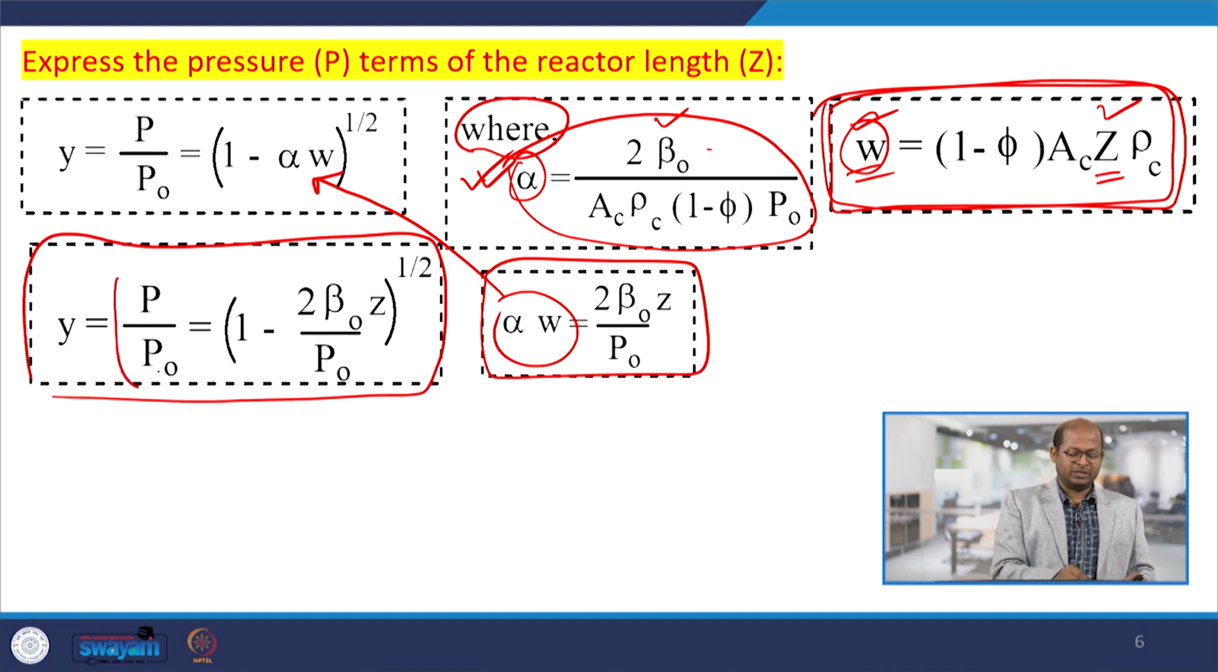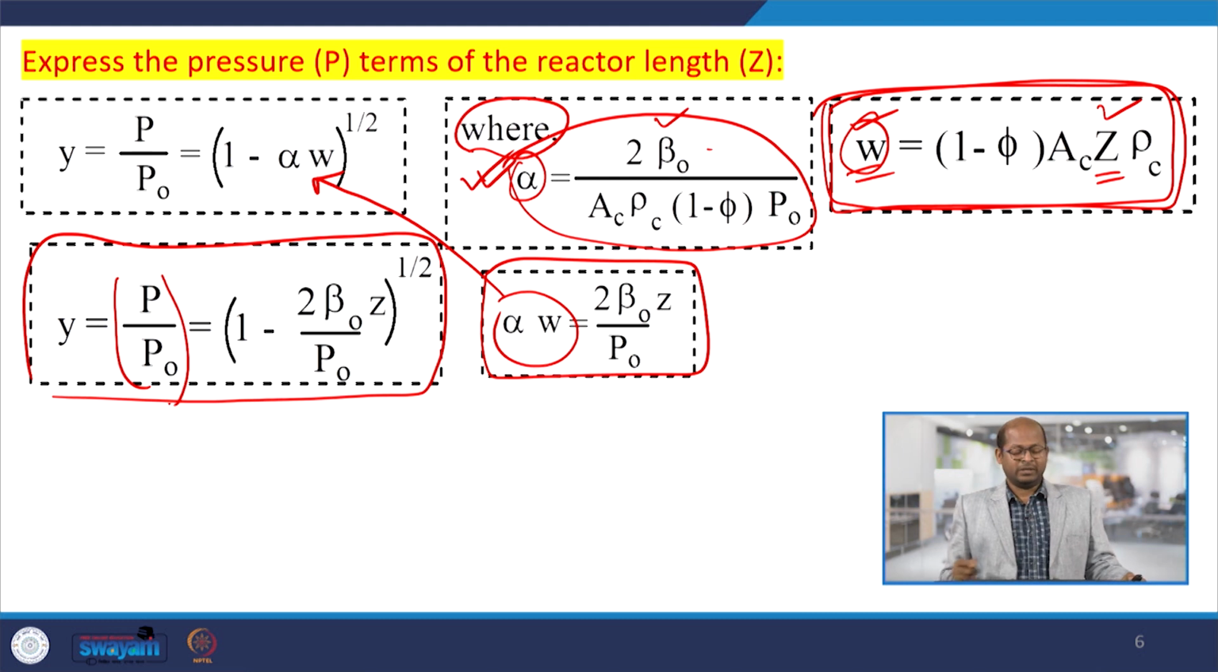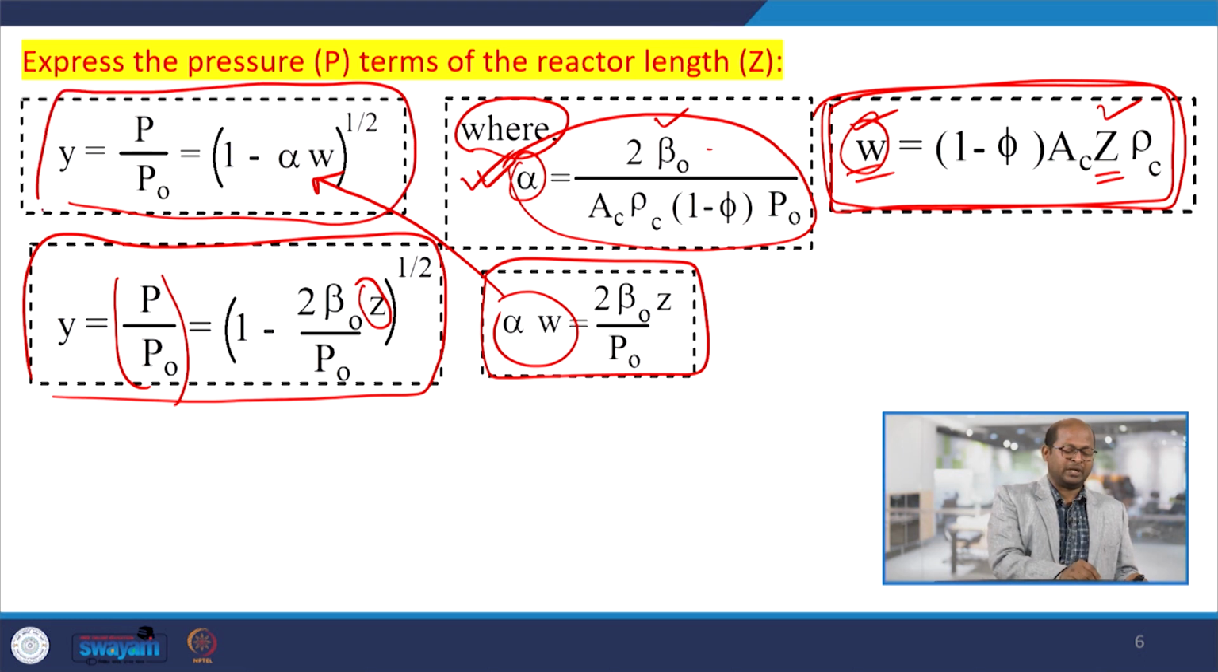Here on the left hand side you can see P by P naught as a function of Z. Z means the length of the packed bed reactor. The earlier equation was in terms of the weight of the catalyst. So, with these equations, if we change the weight of the catalyst, we know what the pressures would be at individual points of the reactor.